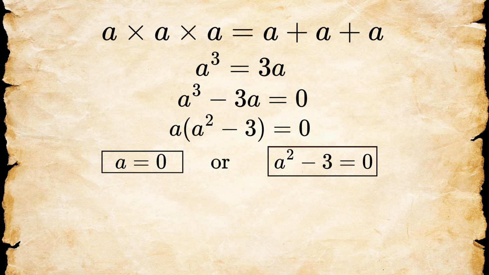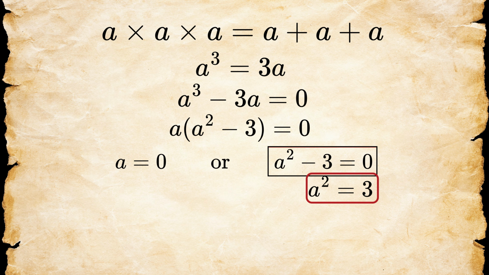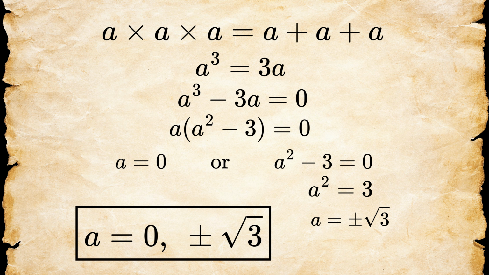Adding 3 to both sides gives a squared equals 3. Finally, taking the square root of both sides gives two values, positive square root of 3 and negative square root of 3. So the complete set of real answers is 0, positive square root of 3, and negative square root of 3.